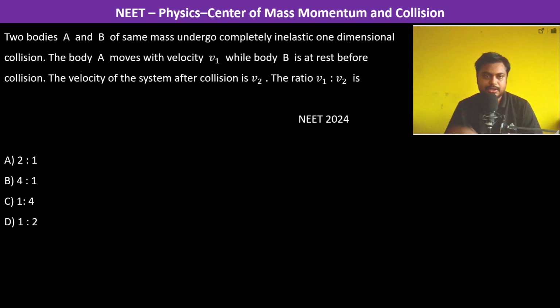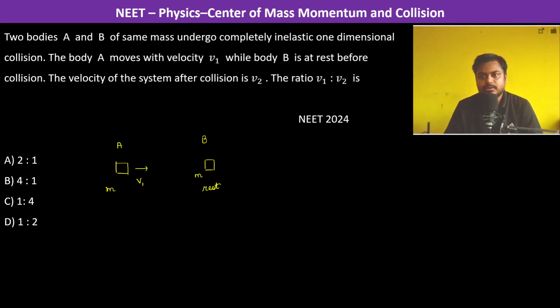Two bodies A and B of the same mass undergo a completely inelastic one-dimensional collision. So these are the objects A and B. A body moves with velocity v1. Body B is at rest before the collision. The velocity of the system after collision is v2. The ratio of v1 to v2 is? The mass is also the same.